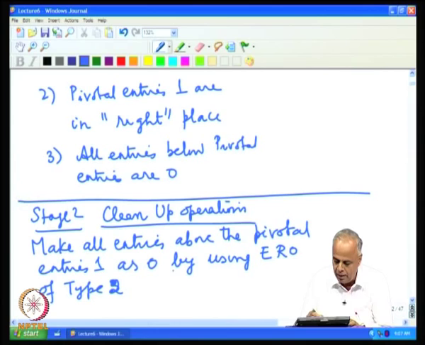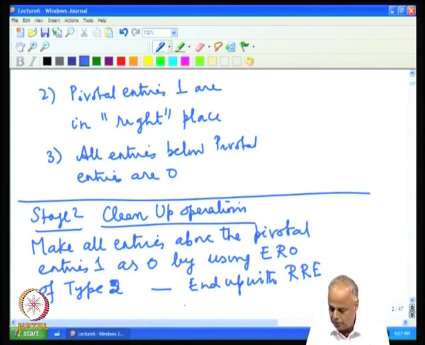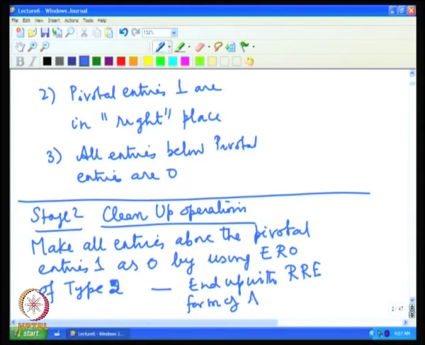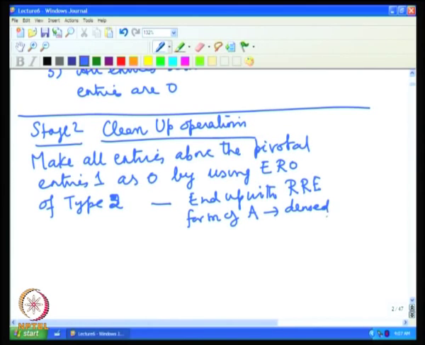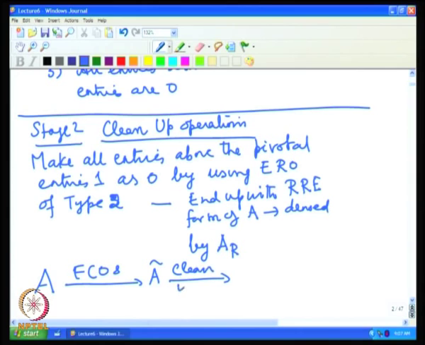What we end up with, that final matrix, is called the row reduced echelon form of A, and we denote it by AR. So, we start with A, we go on doing first column operations, first on A, then A1, A2, A3 and so on, and then when we get some matrix, say A tilde, we do the cleanup operation on this to get the row reduced echelon form.